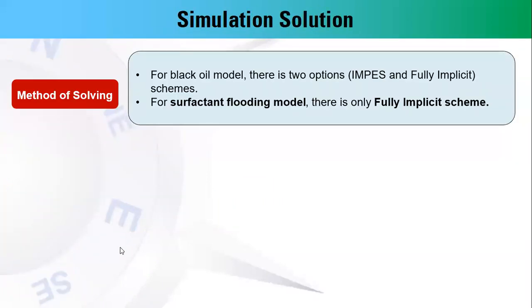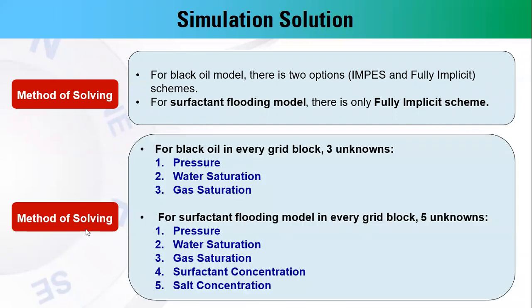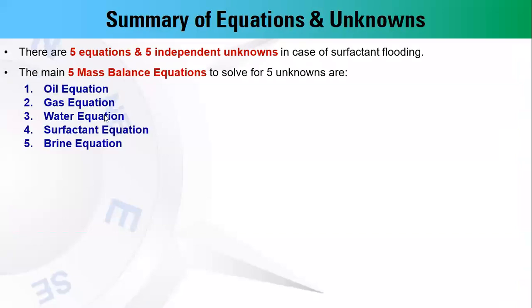So for the simulation method of solving surfactant flooding, we have the fully implicit approach, and these are the results for the surfactant flooding model. We have 5 unknowns for every grid block, which means pressure, water saturation, and gas saturation. These are simply the basic unknowns. We have 2 additional unknowns, which are surfactant concentration and salt concentration in the brine. So we have 5 equations and 5 independent unknowns.